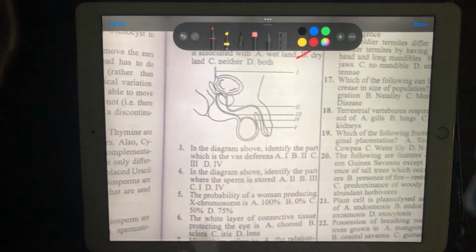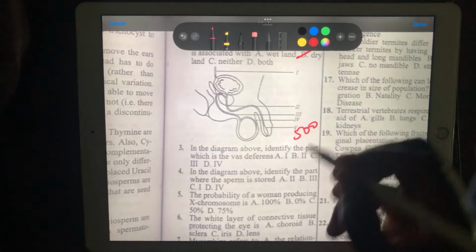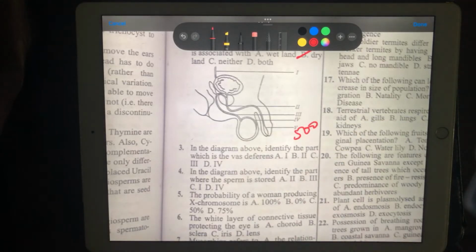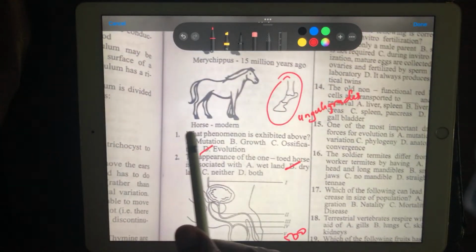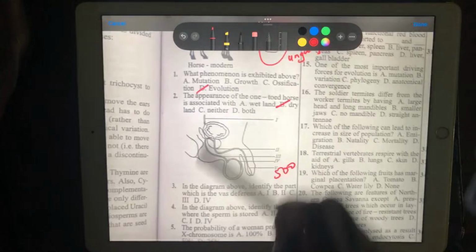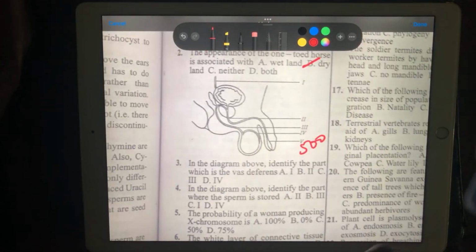Then the diagram here says, in the diagram above, identify the part which is the vas deferens. Vas deferens is the same thing as sperm duct. Remember, the aim is to answer about 500 questions. Last time we answered about 18, so this becomes now 19, 20. So I'm moving to 23. We might reach up to 50 questions before today's live stream ends.